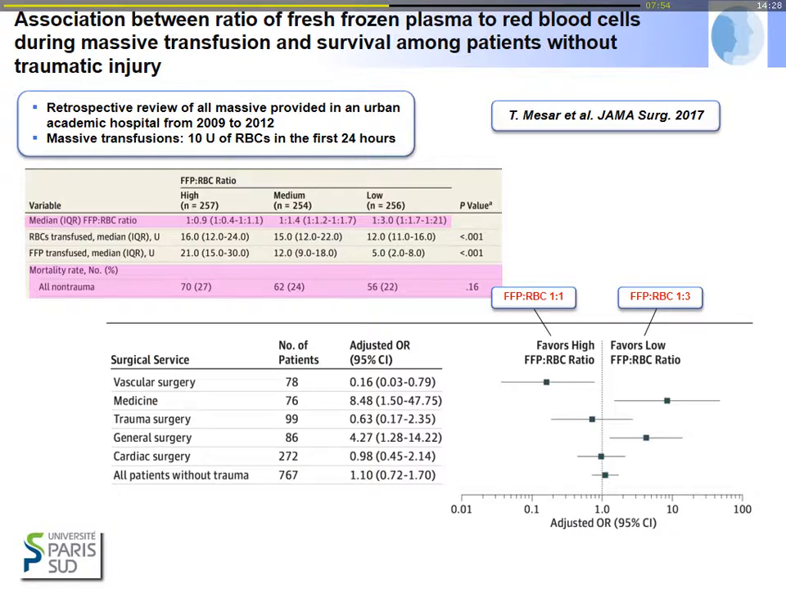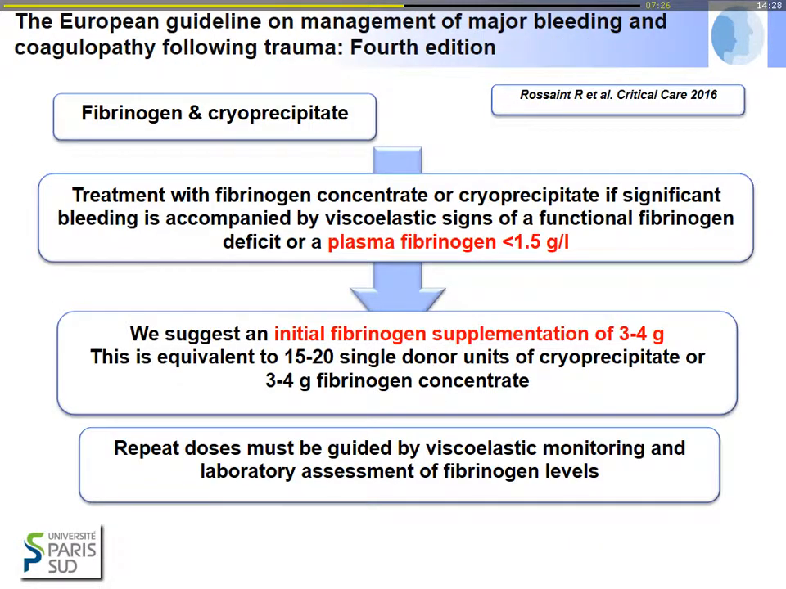So maybe when we have to deal with patients without trauma, the ratio will not be the same. We need more studies to establish this, but you can see that for vascular surgery, a high ratio seems okay, but for medical patients, a low ratio seems to do well. So clearly, we need more studies.